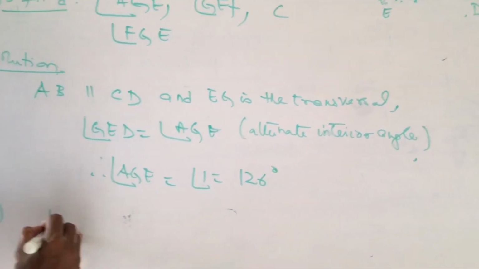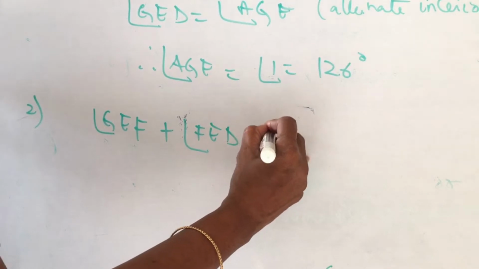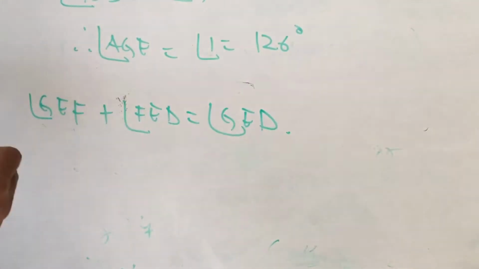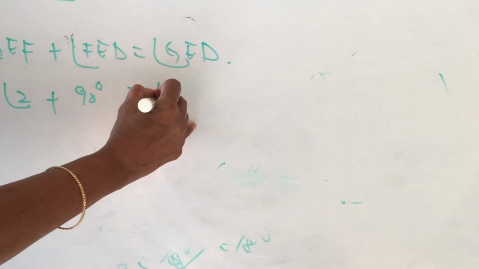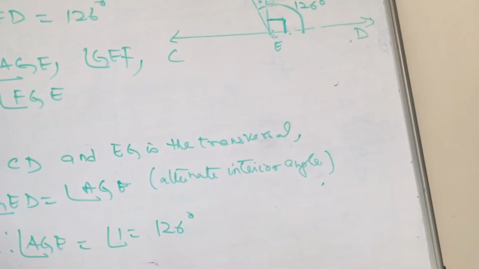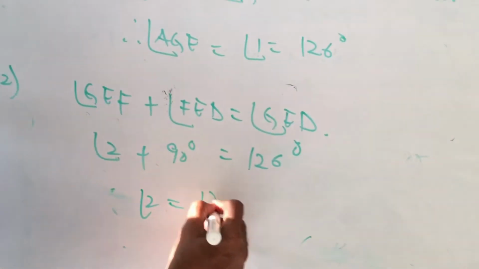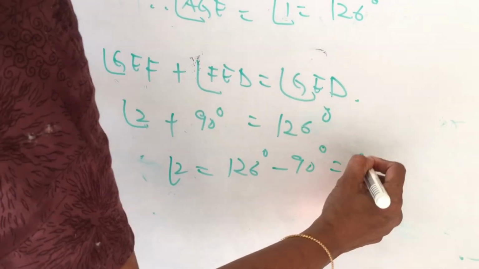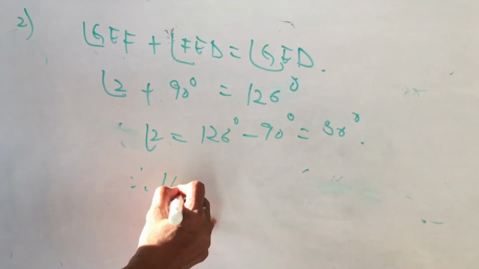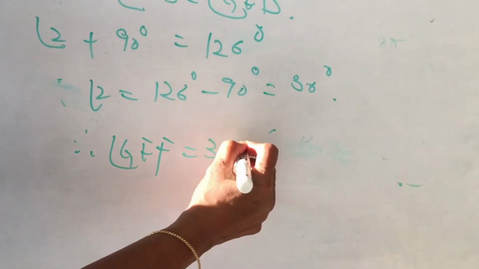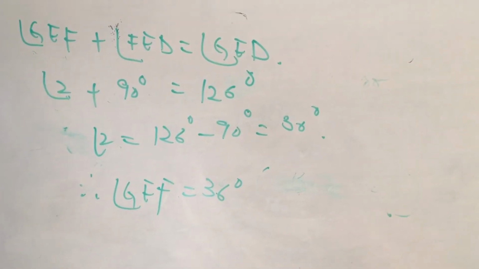Second bit, children. Angle GEF plus angle FED will make which angle? Angle GED. What is angle GEF? Angle 2 plus 90 degrees is equal to 126. Angle 2 is equal to what, children? 126 minus 90, that is equal to 36 degrees. Therefore, angle GEF is equal to 36 degrees. Are you able to follow, children? We have solved for the first one. We have solved for the second one.